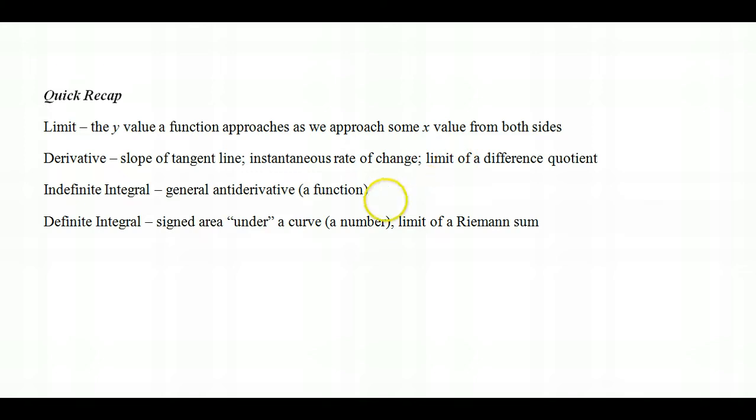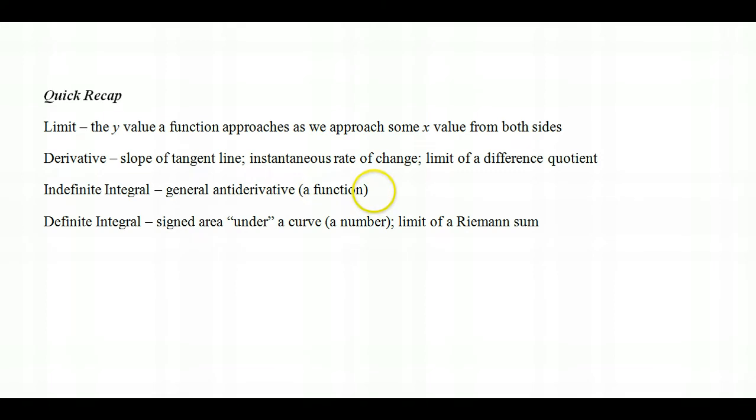Well, then we switched gears and we wanted to think about how do we undo derivatives. And that formally is called the indefinite integral, or the general antiderivative. The indefinite integral, or general antiderivative, was a function. So if I wanted to find the antiderivative of cosine x, the general antiderivative was sine x plus some constant, which is also a function.